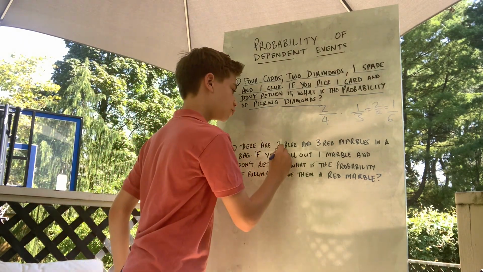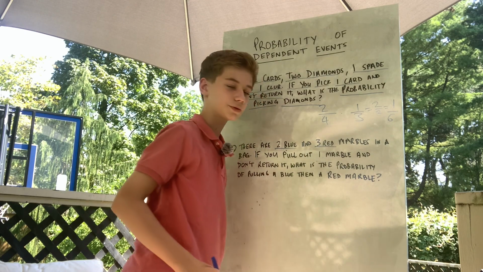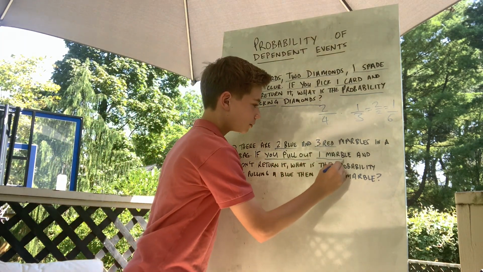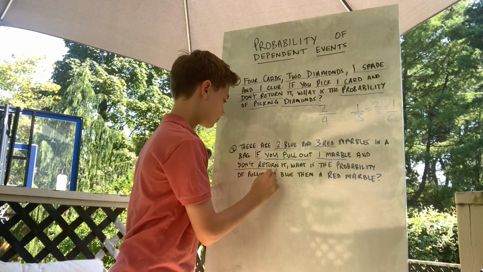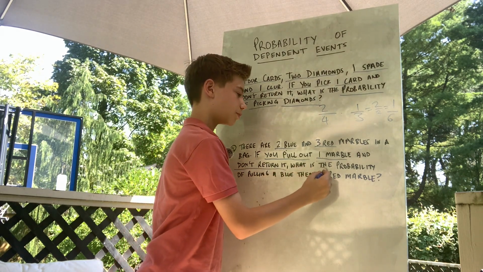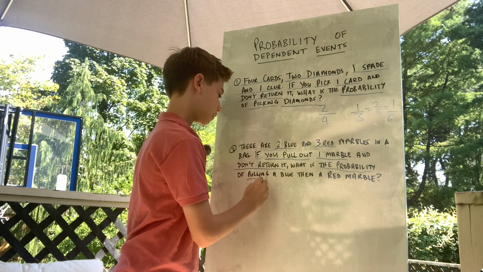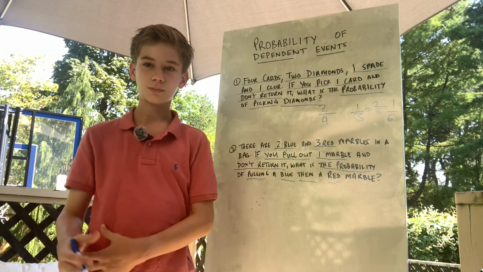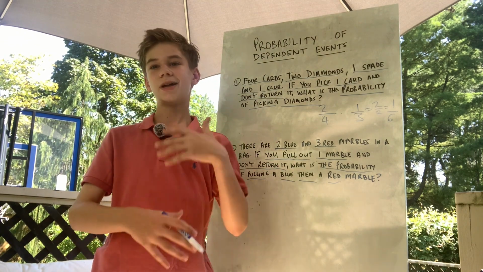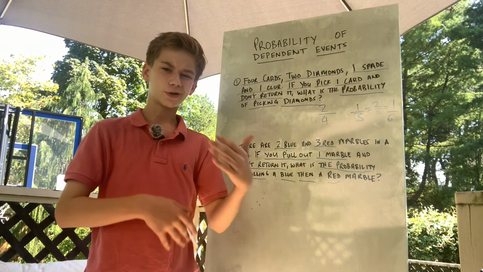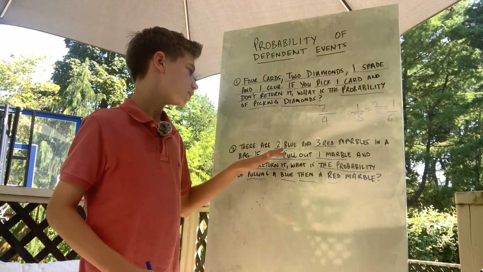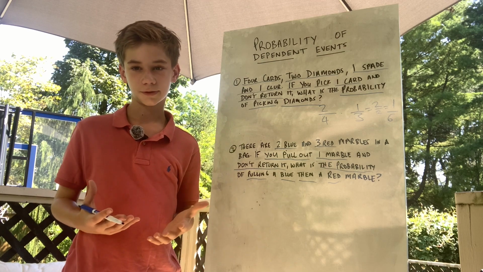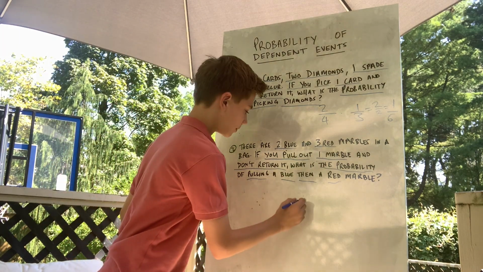There are 2 blue and 3 red marbles in a bag. You pull out 1 marble and don't return it. What is the probability of pulling blue then red? Okay, so this is a little different because we're picking 1 and then we're picking the other kind. But we're still using the same logic. So 2 blue, 3 red, which means if we add them together, we have 5 total marbles. Okay, so we're going to put that as our denominator.